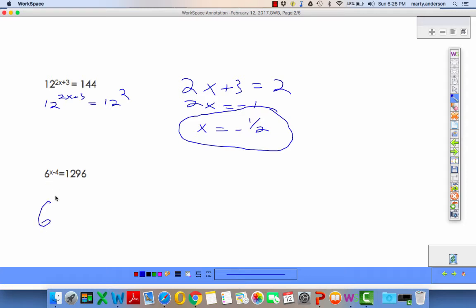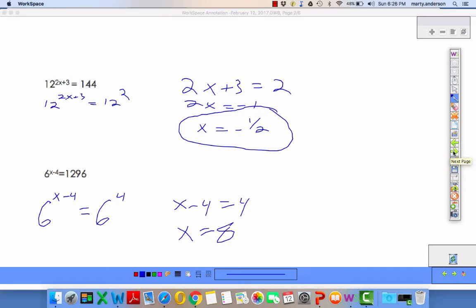So it's 6 to the x minus 4 equals 1296, which is 6 to the 4th. Might have to do a little trial and error there. X minus 4 equals 4. X is 8. I don't think that's too hard of a concept, to get the bases to equal one another and solve the exponents.